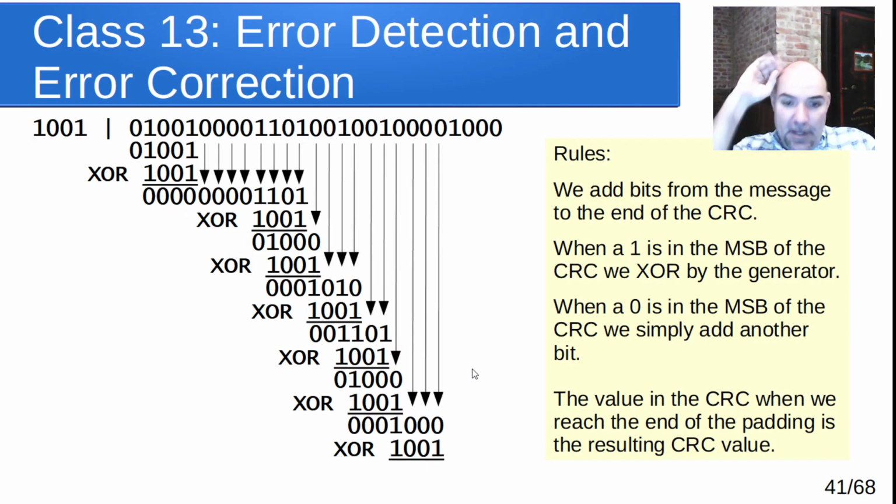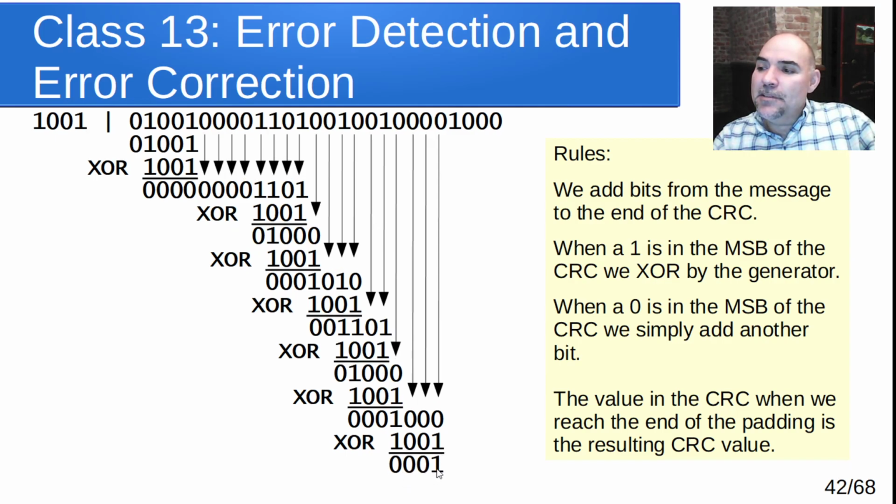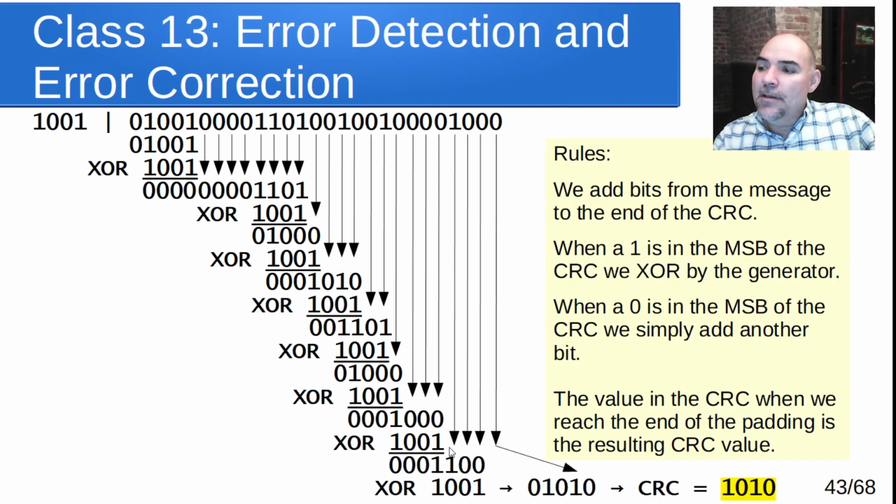And I just shifted all that up now so we can see more of it, because I didn't plan ahead for my font size when I was creating this. So now we XOR by 1, 0, 0, 1 again, which gives us 0, 0, 0, 1. Now we're going to bring down the 1. Bring down the 0, bring down the 0, and XOR 1, 1, 0, 0 by 1, 0, 0, 1, which gives me 0, 1, 0, 1. And then we bring down the last 0, and since we brought down the last 0, we stop. So our CRC value is 1, 0, 1, 0 at that point.